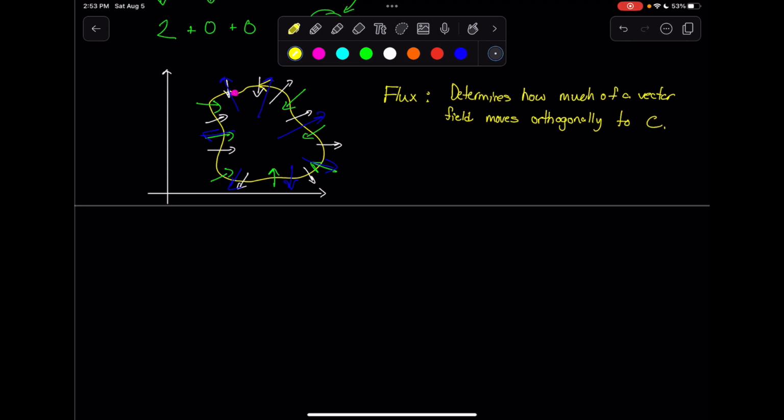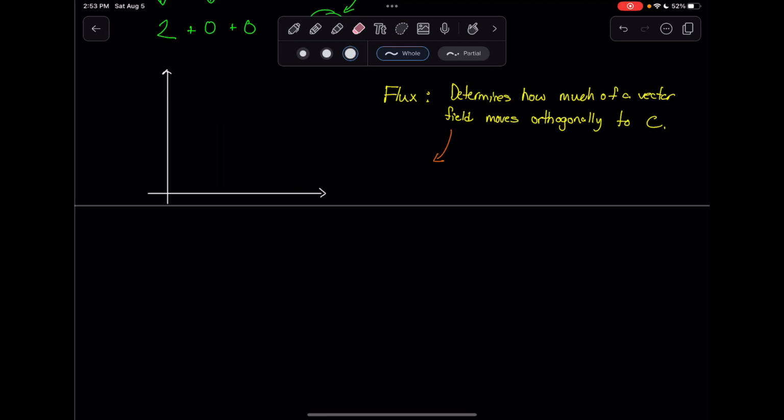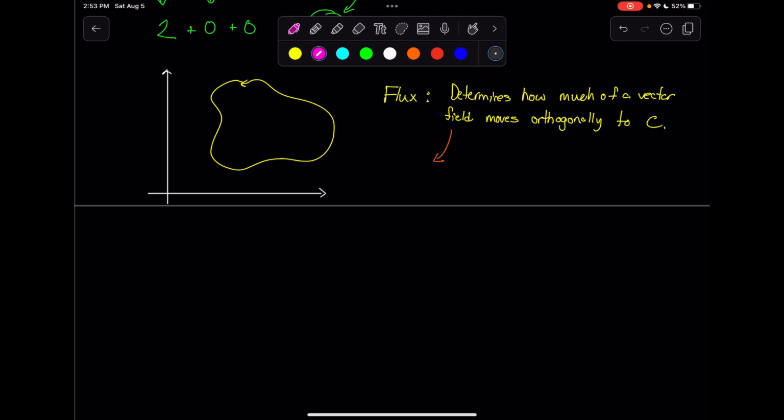There are two ways to think about how to go about calculating flux. The first way uses the definition very literally. It says, what we can do is at all of the points on the boundary of this shape. So maybe I'll just erase this shape entirely and redraw it really quick. So, here we have our closed path C.